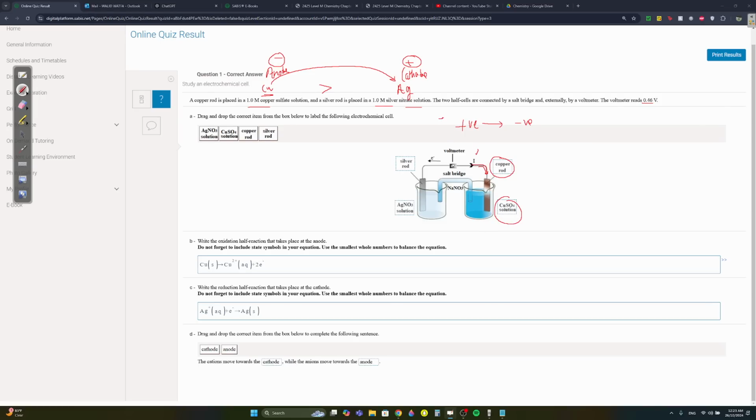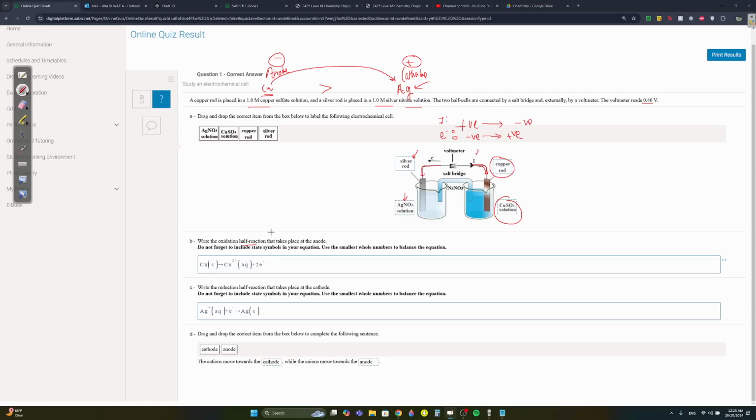Electrons, this is for current. Electrons move from negative to positive. So here, the electrons are moving towards the positive one. And which is the positive one? It's the cathode, which we identified as Ag, right? That means here is going to be the silver rod and the silver nitrate solution.